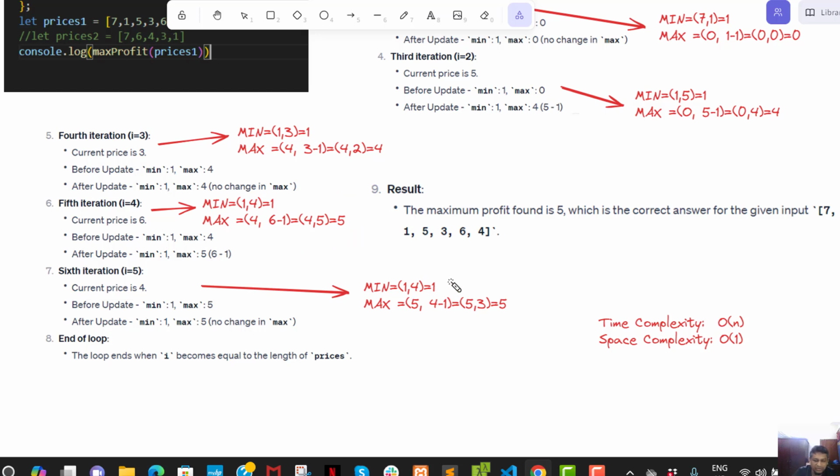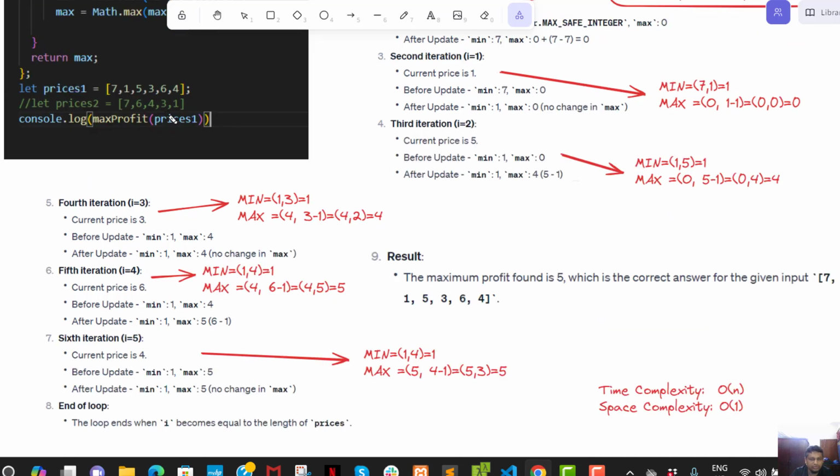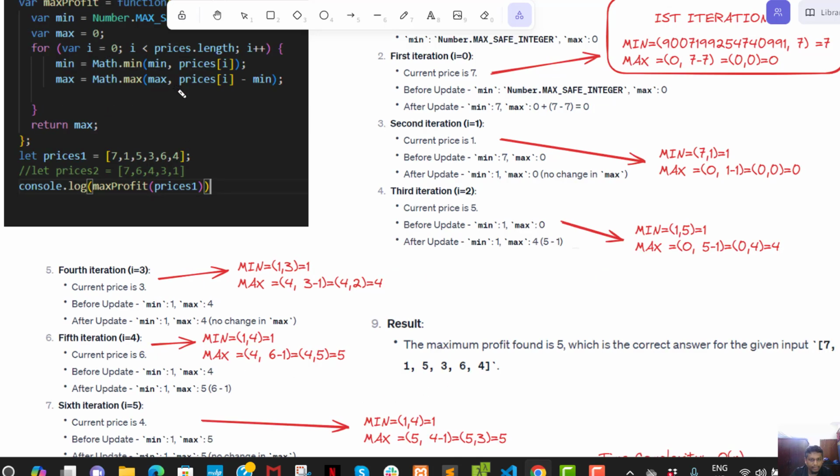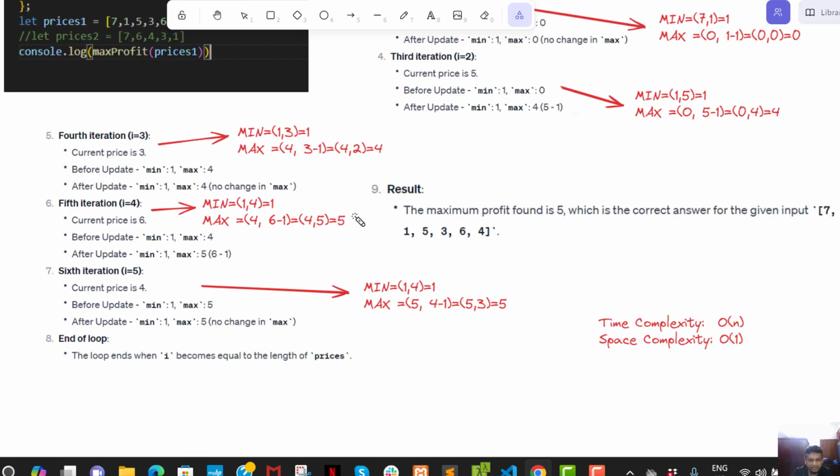So let's go for the sixth iteration. In the sixth iteration, min is 1 and the current number is 4. So between 1 and 4, it is 1, and max is coming from here, it is 5. The current number is 4, and the minimum is 1. So between 5 and 3, it is 5.